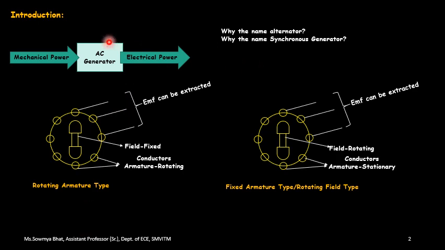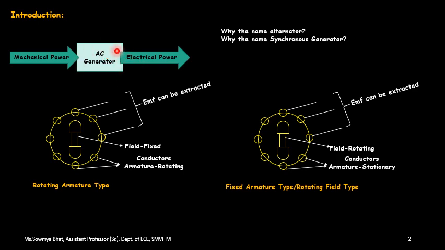So first and foremost, in the introduction, let me explain why the name alternator or why the name synchronous generator. As you already know, if I want to have an AC machine, I will designate it as an AC generator. A generator is a machine or a device which converts one type of power to another type of power. Input will be mechanical power and output will be electrical power.